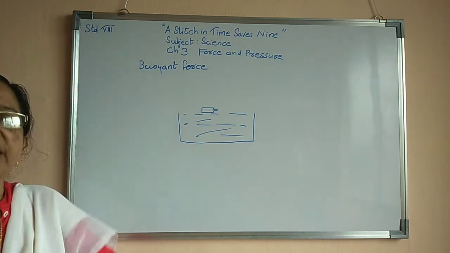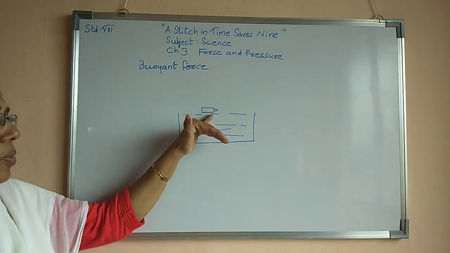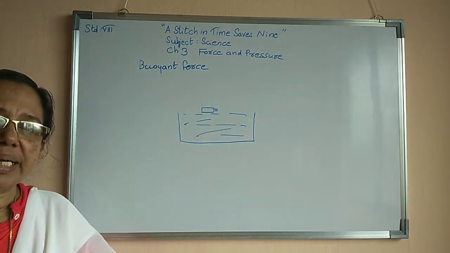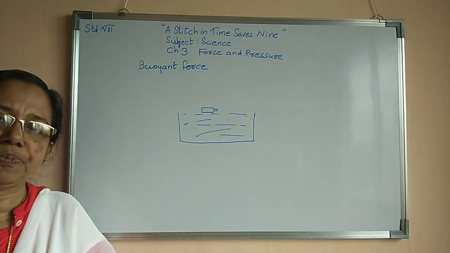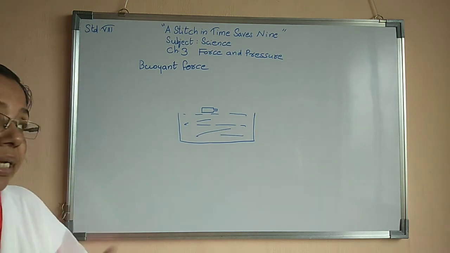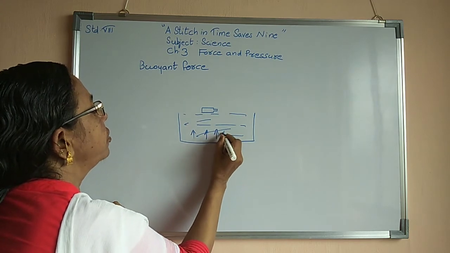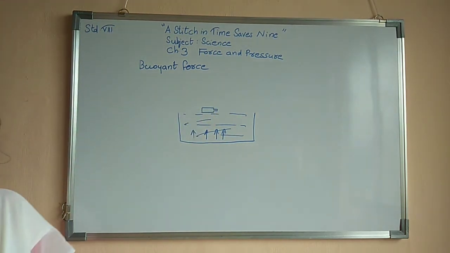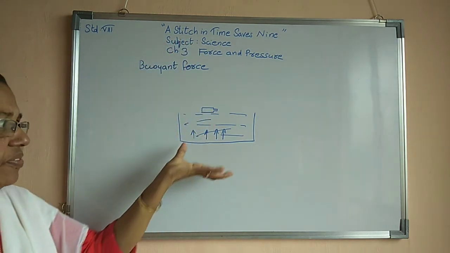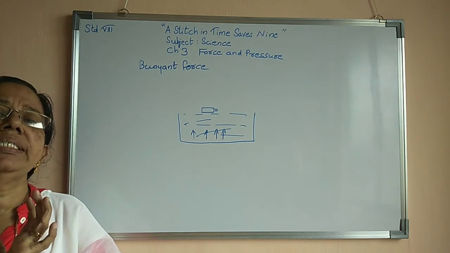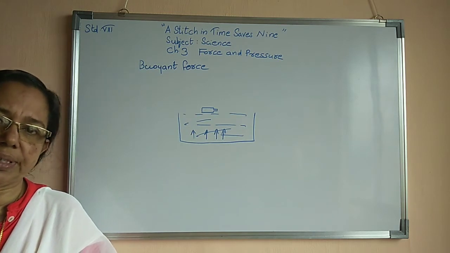Now, when we push that object into the water, you can find that the bottle goes down. But as and when we release our hand, the bottle comes upward. Why is it coming upward? Because the water exerts an upward force on this object. As a result, this object came up. The force acting in the opposite direction by the water is known as buoyant force.